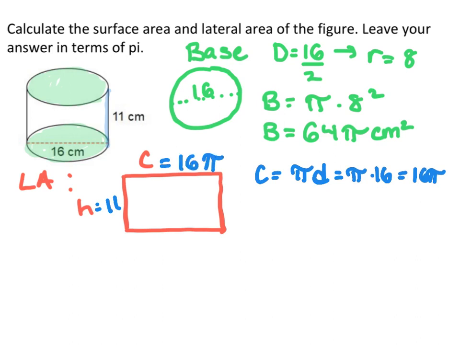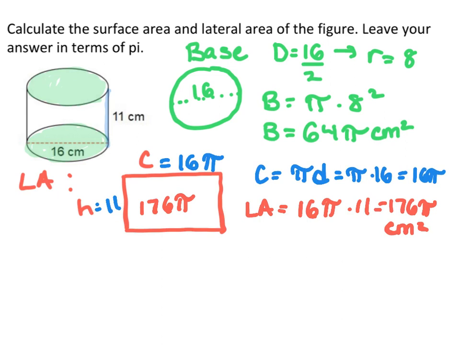So if I calculate the lateral area equals 16 pi times 11, and if you multiply 16 times 11, again, leaving it in terms of pi, it gives you a lateral area of 176 pi centimeters squared. And again, if the problem were asking for your lateral area, this would be your final answer. However, this problem asks us to go a step further and calculate the surface area.